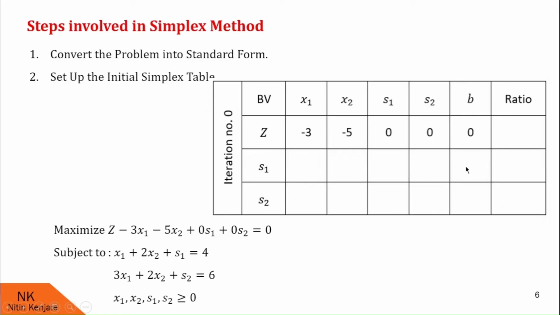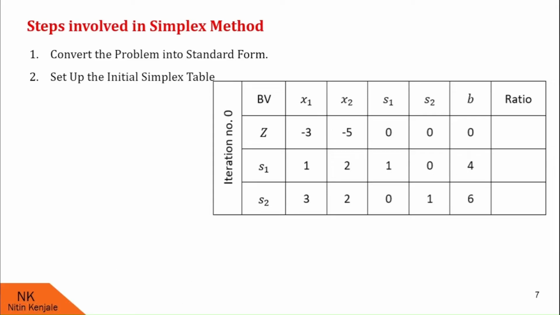Here we write coefficients from the first constraint. They are 1, 2, 1. The coefficient of s2 in the first constraint is 0, so we write 0 here. And the RHS is 4. Next, we write coefficients from the second constraint. They are 3, 2, 0. 0 is the coefficient of s1 here, and 1 is the coefficient of s2. The RHS is 6. I hope you understood this part. Now we proceed to the next step.